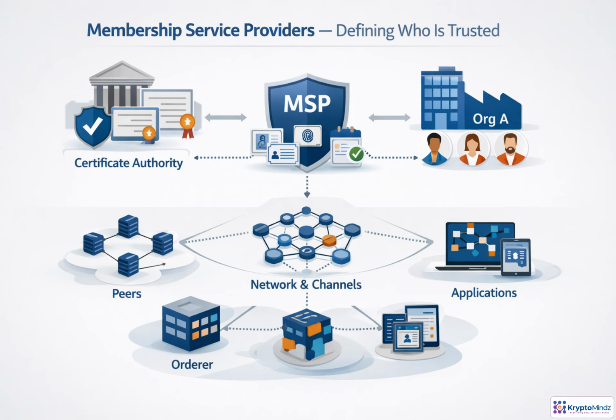An MSP is the trust definition for an organization. It does not create identities itself. Instead, it determines which certificates are valid based on trusted certificate authorities. When a user, peer, orderer, or application connects, Fabric checks that identity against the relevant MSP. This is how the network separates organizations, recognizes administrators, and enforces channel access. In practice, most networks have multiple MSPs, typically one or more for each participating organization.